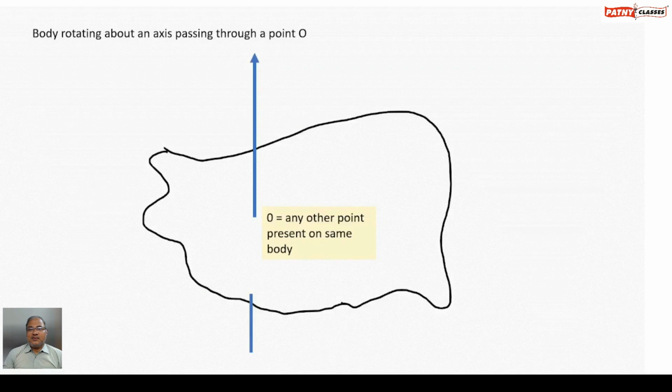Now another situation where the axis of rotation passes through the point O. Point O is any other point on the body other than center of mass. So O is any point present on the same body, other than center of mass.